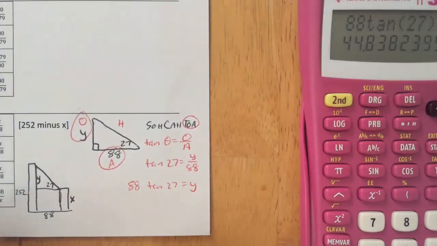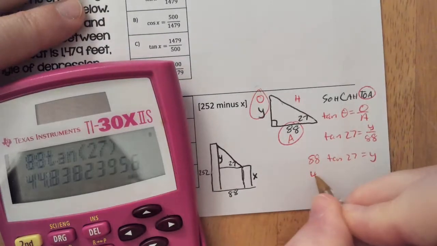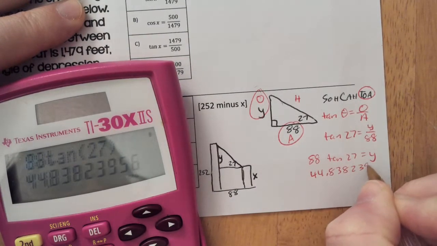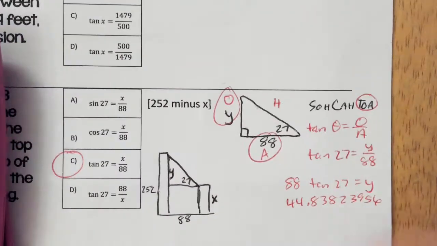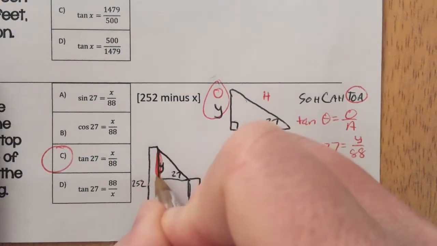So we got 44.838233956. Okay, while you're doing your work, use every single decimal. We're still working. This is not our answer yet. Now that we have this, we've got this side right here.